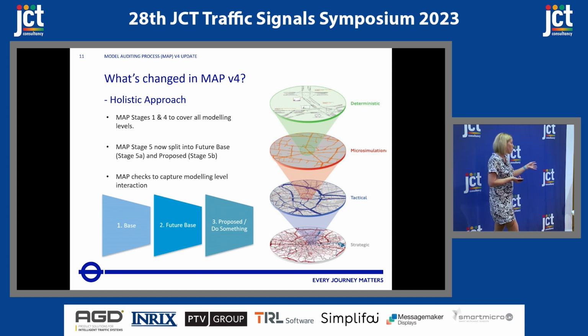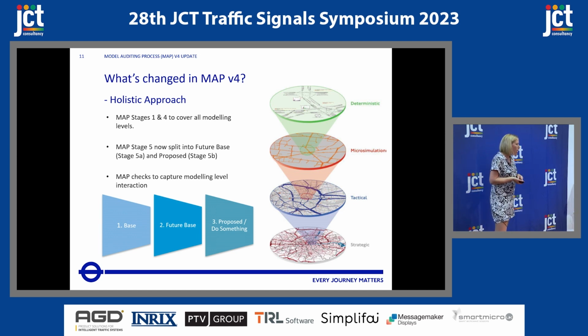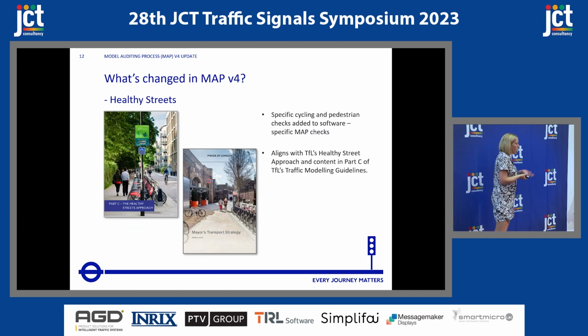We previously had one proposed model stage, but we've now split that into 5A and 5B, so that you've got a future-based stage and a proposed do-something stage. We've also introduced individual checks to make sure we're capturing the interactions between the different modelling levels when they're required. And we've also adapted it to reflect, as Rob mentioned, the healthy streets approach from the Mayor's Transport Strategy. We've got specific checks now for cycling and pedestrians in each of the MAP chapters.